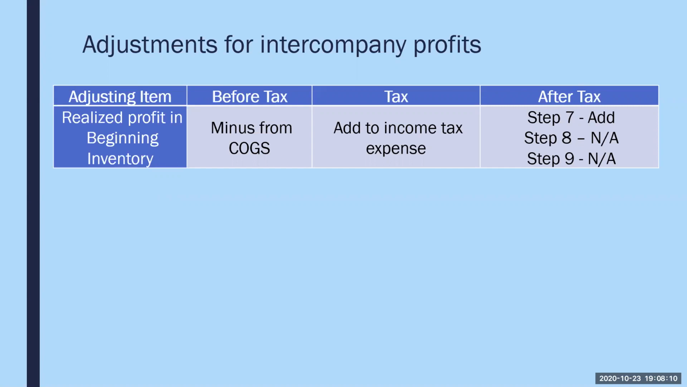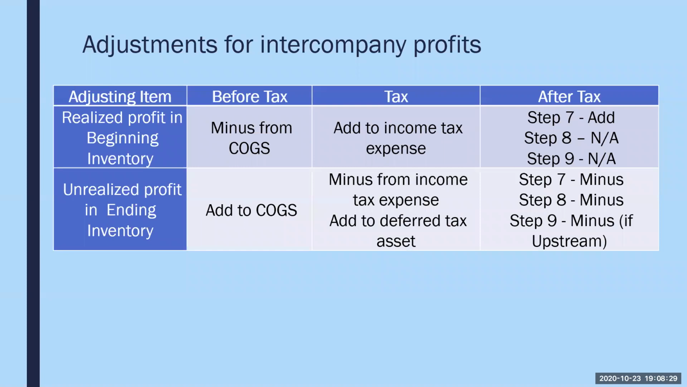Step 8 relates to consolidated retained earnings. There's no impact there unless we were preparing a beginning consolidated retained earnings. And step 9 is NCI, non-controlling interest. The calculation will not be affected by the beginning inventory amount.